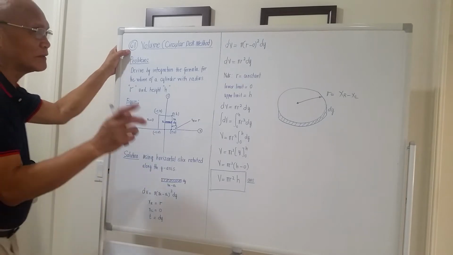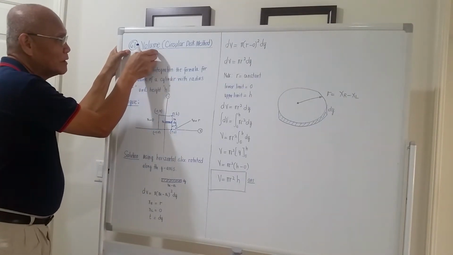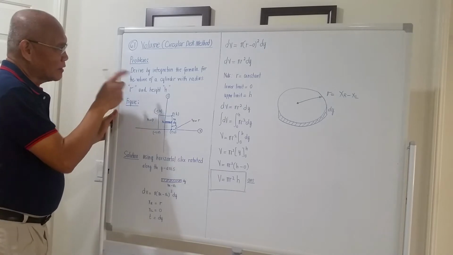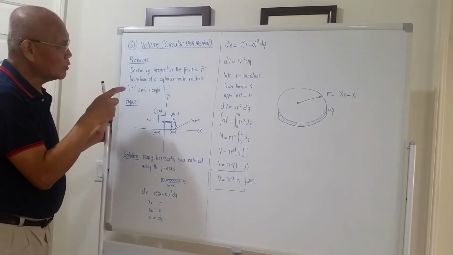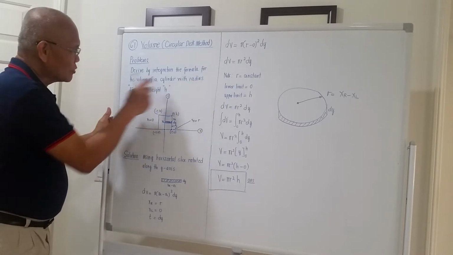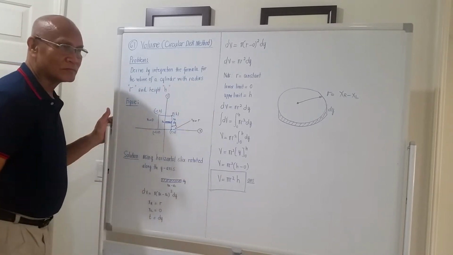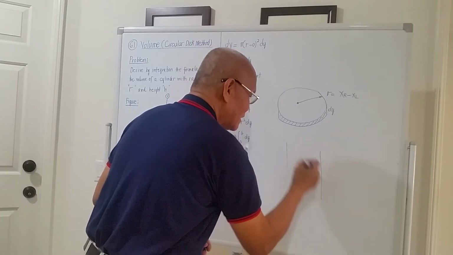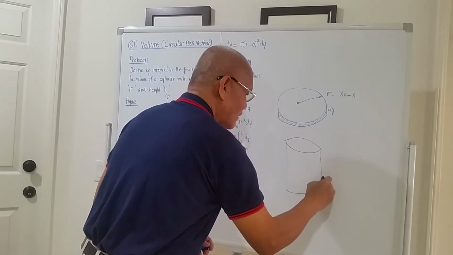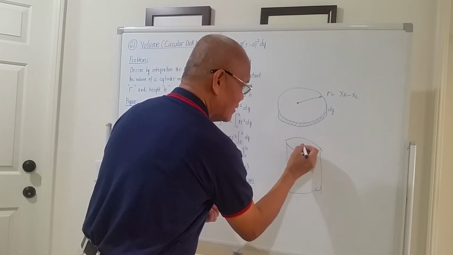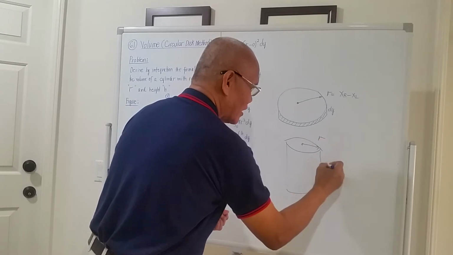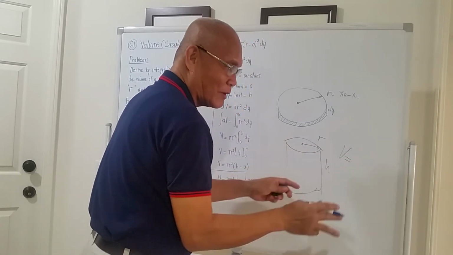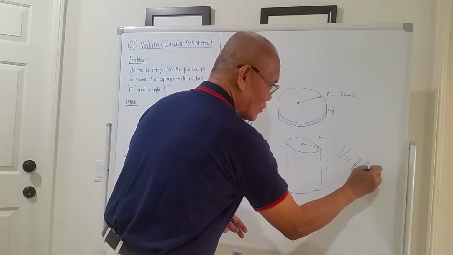Lesson number 61 under my topic integral calculus, volume under the circular disk method of computation. I will read the problem. Derive by integration the formula for the volume of a cylinder with radius R and height H. Meaning to say, we have a cylinder, the radius is R and the height is H, and we are asked to compute the formula for the volume as a function of radius and height.